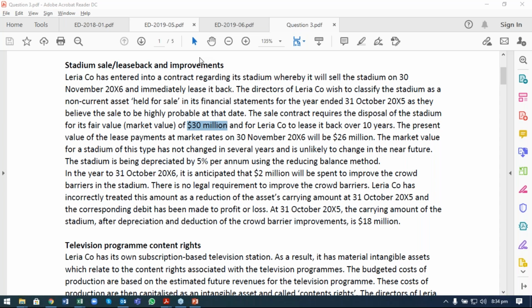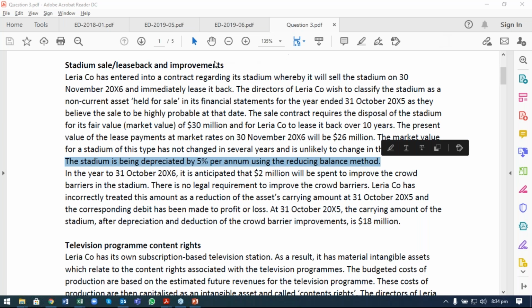I'm looking into it. Is it on reducing balance method? Yes, it is on reducing balance method. You can see here, the stadium is being depreciated 5% per annum using reducing balance method. So I hope this one thing is clear. So next question is, give me some time. I'll be looking into the question.